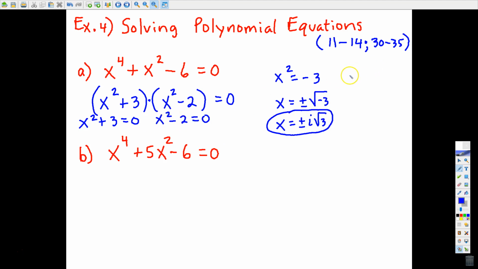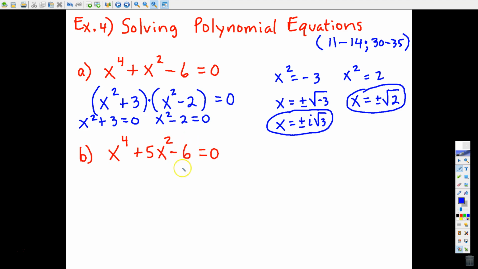Now let's do the other factor. If we add 2 to both sides, we get x squared equals 2. Then x is going to be plus or minus the square root of 2. That represents two more solutions. So two solutions here, for a total of 4. We got all of the solutions that we were asked to find, and that ends up being our final answer to example 4a.